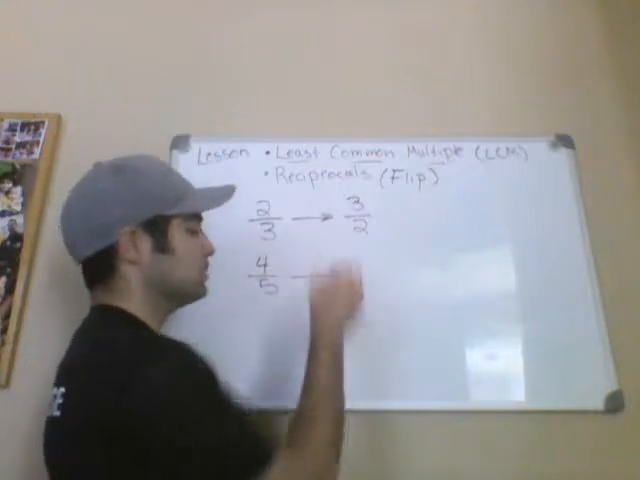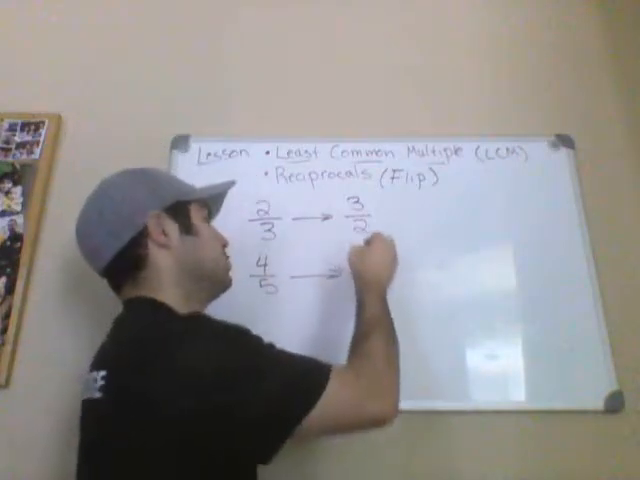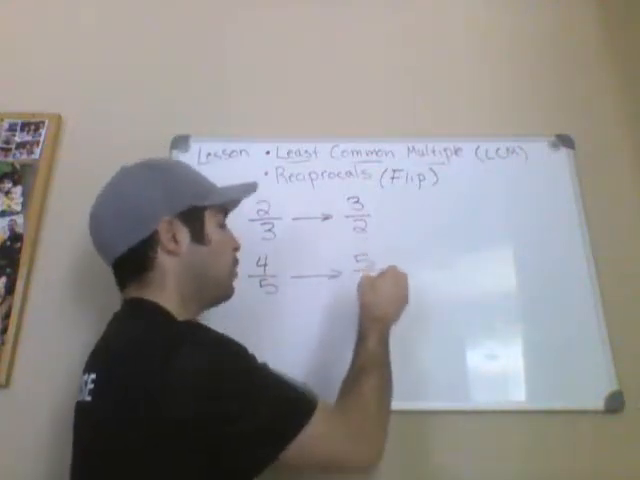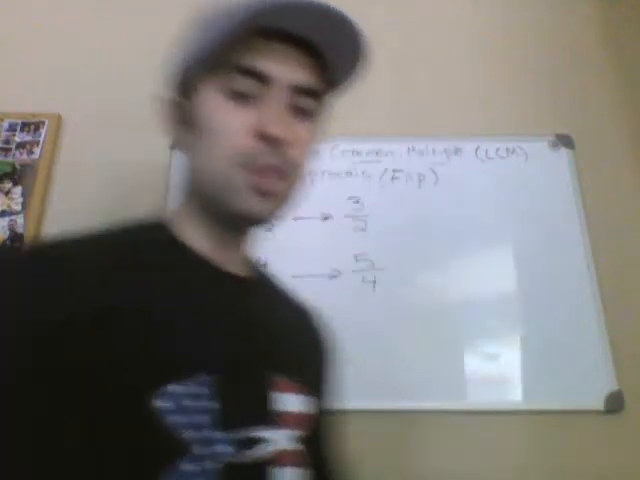Give you a second. Pretty simple. 5 over 4. You just flip it. Reciprocal means flip.